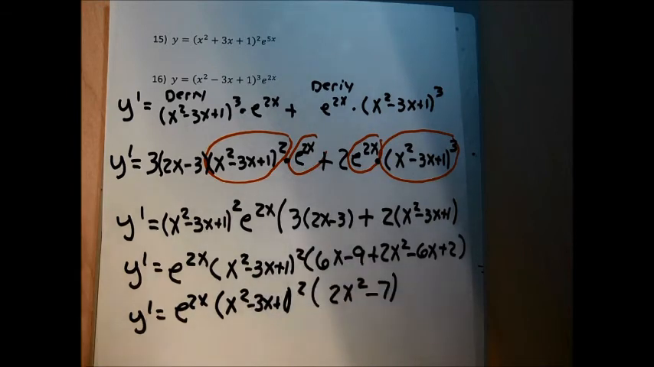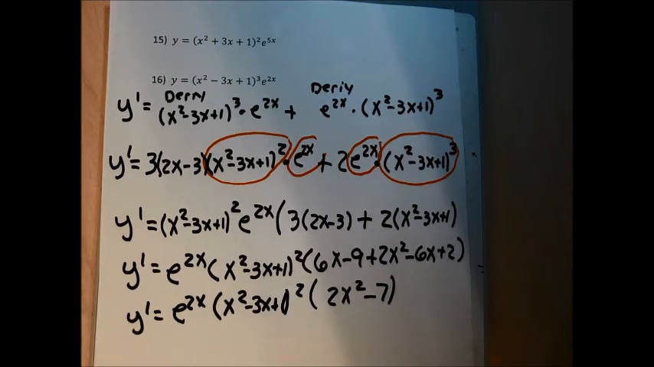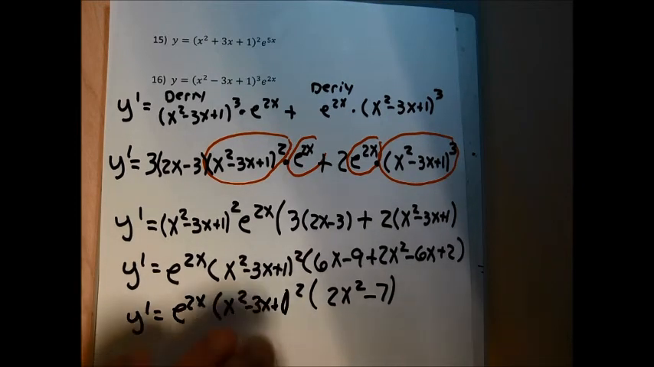So that's the whole simplified derivative: e to the 2x times (x squared minus 3x plus 1) squared times (2x squared minus 7). All right. So product rule again.